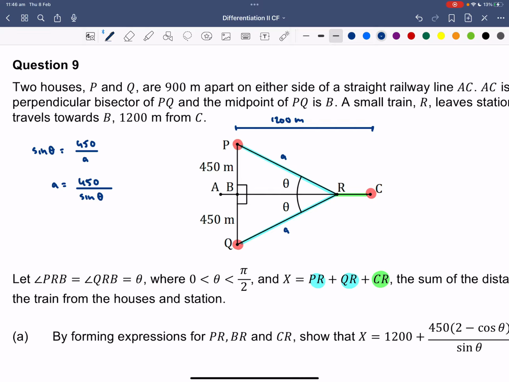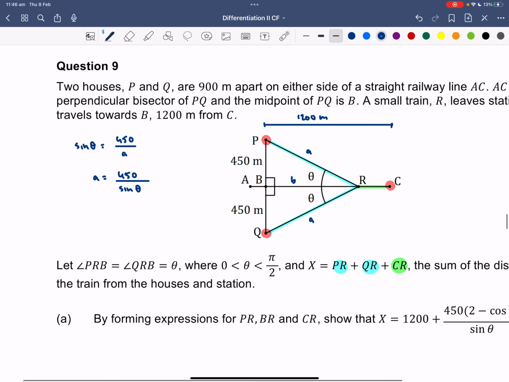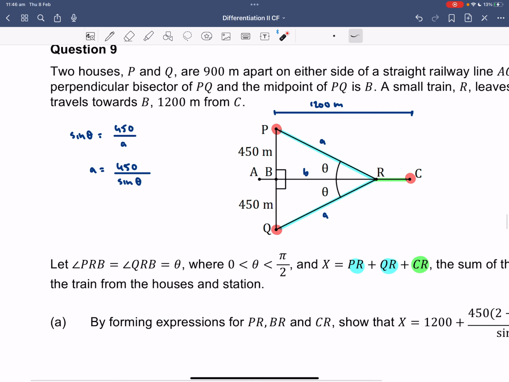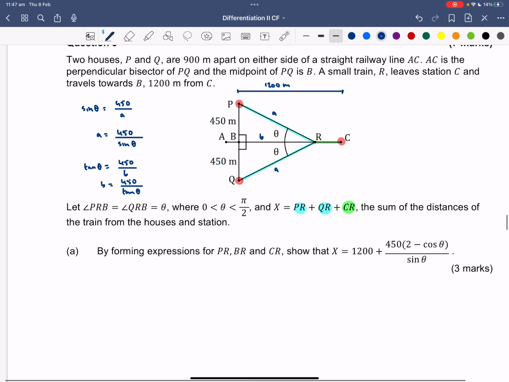We also need to come up with an expression for this. We know the whole thing's 1200 meters, so if I come up with an expression for this, we'll call it B, then I can just do 1200 minus B. This time I'll be using tan theta. Tan theta is opposite, which is 450, over adjacent, so the adjacent side is 450 divided by tan theta.